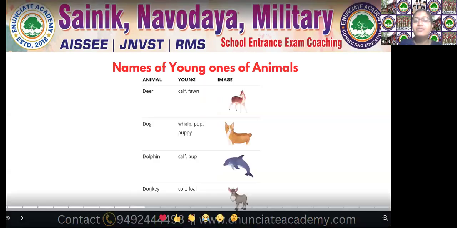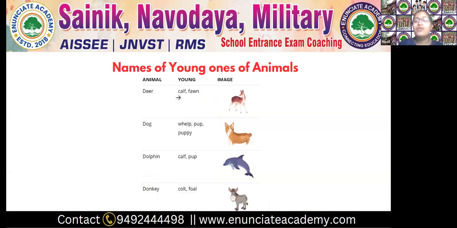And the young one of deer is called calf or fawn. The young one of dog is called puppy or pup. And the young one of dolphin is called pup or calf.